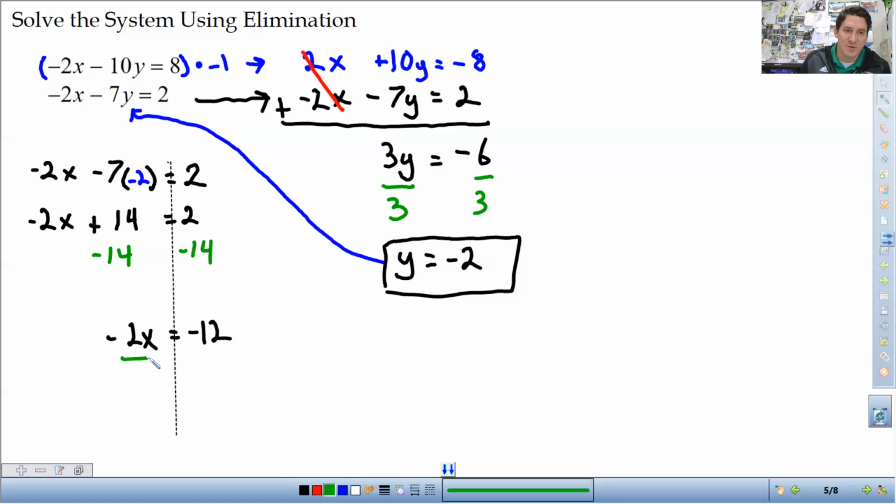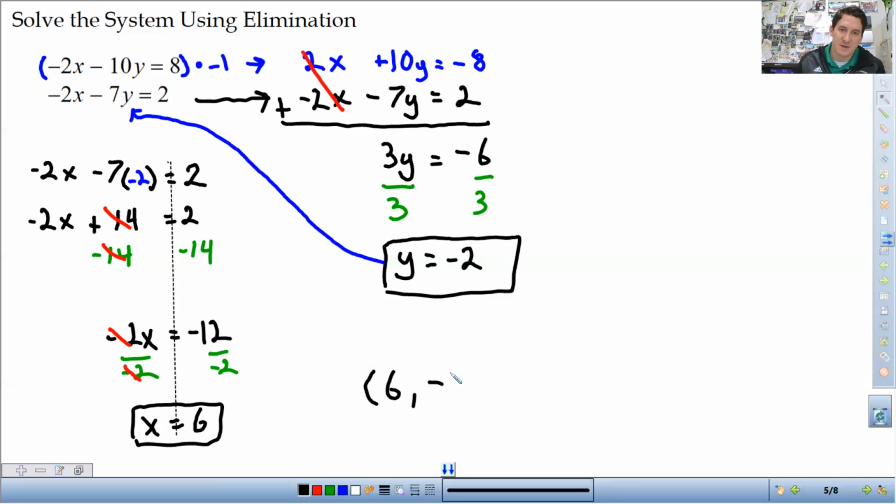Last step, I'm going to divide by -2. Forgot to cross that out. This cancels out. And then just be careful with the negatives. You get x is equal to +6. So last step is you need to write it as an ordered pair. The 6 goes first, so it's (6, -2). Y is -2.